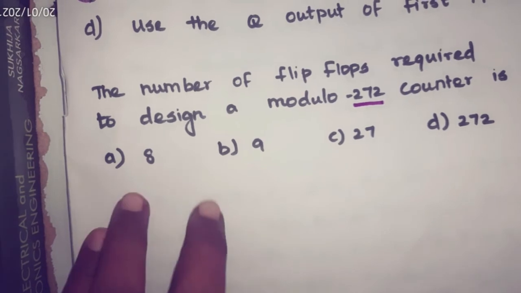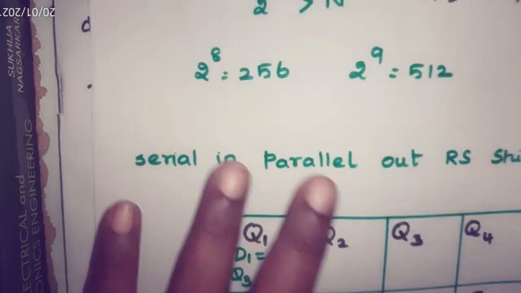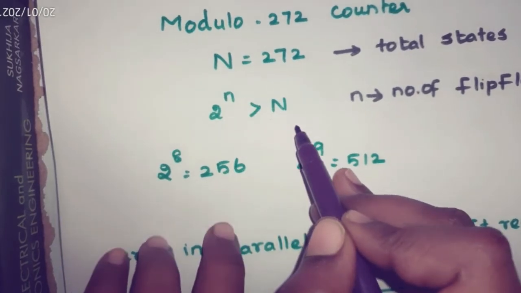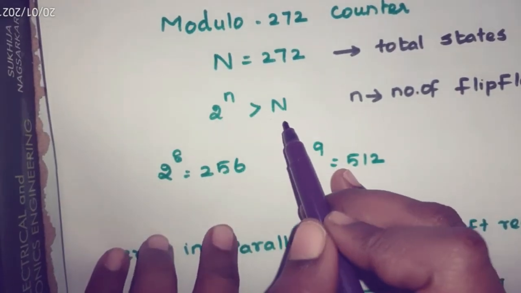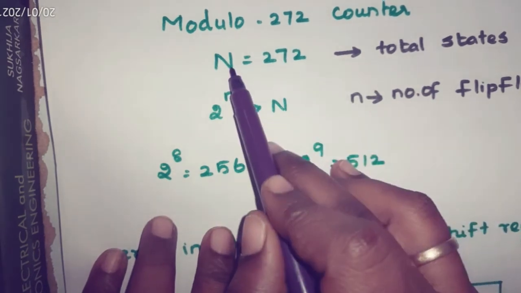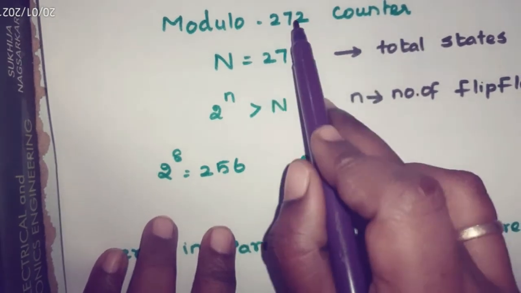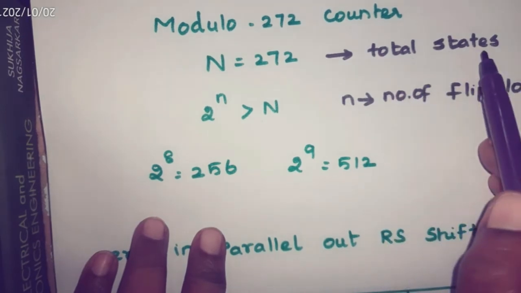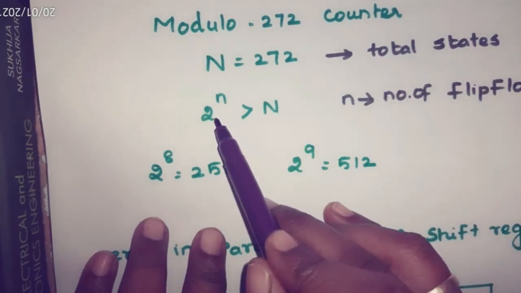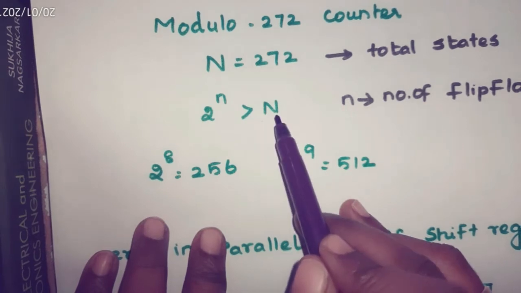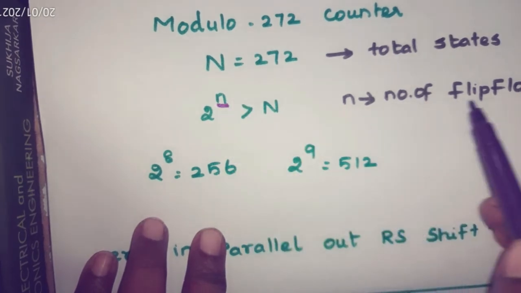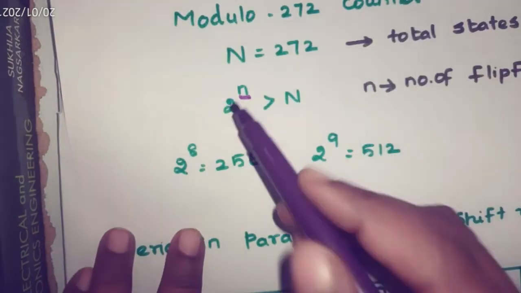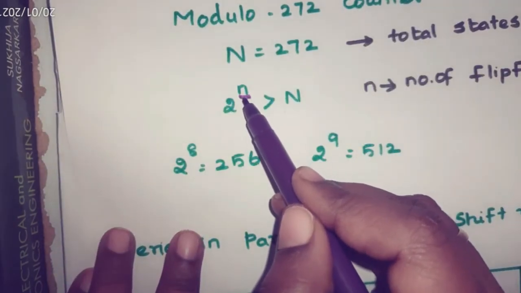So in a modulo counter the condition is 2 power n should be greater than or equal to N. This is the condition in a modulo counter. Here the mod value N is given as 272, which represents the total number of states, and the condition is 2 power n should be greater than N. Here n is the number of flip-flops. Your question is to find the number of flip-flops. That means you have to find the value of small n.